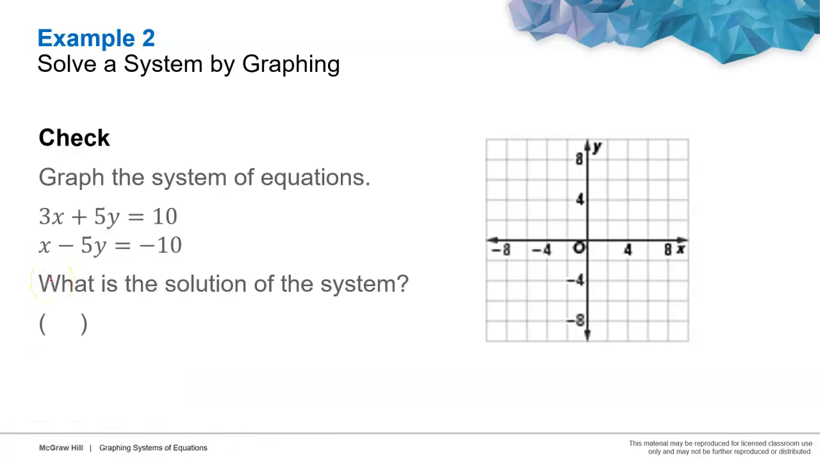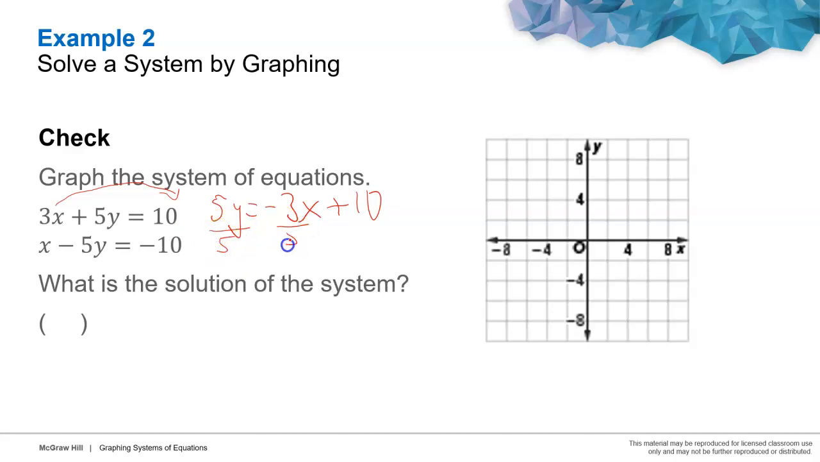So I'm going to rewrite that top equation. Remember, there are 2 steps to doing this. First step is move the x to the other side. So I'm going to end up with 5y is equal to -3x plus 10. I just moved my 3x over, but I made it negative. Now I have to divide everything by 5 to get y by itself.